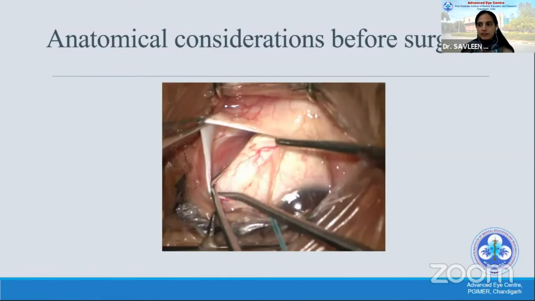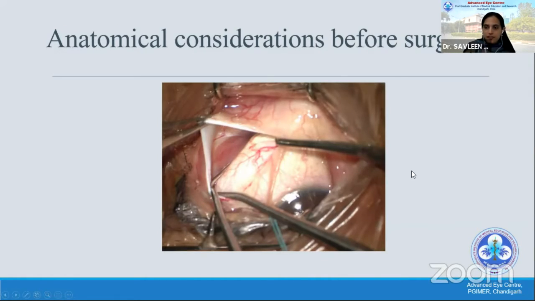Some anatomical considerations before we undergo any surgery. This is the left eye of the patient for descriptive purposes. This is the inferior rectus and this is the lateral rectus on two muscle hooks. And we kind of have to blindly fish for the inferior oblique because it lies somewhere between and behind the Tenon's in this inferotemporal quadrant.